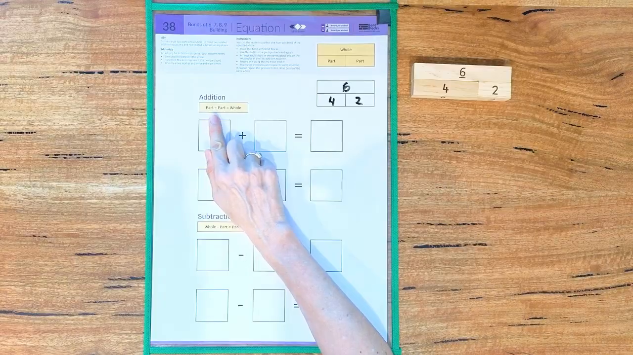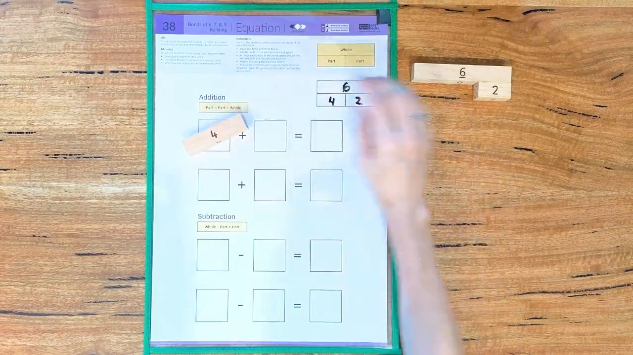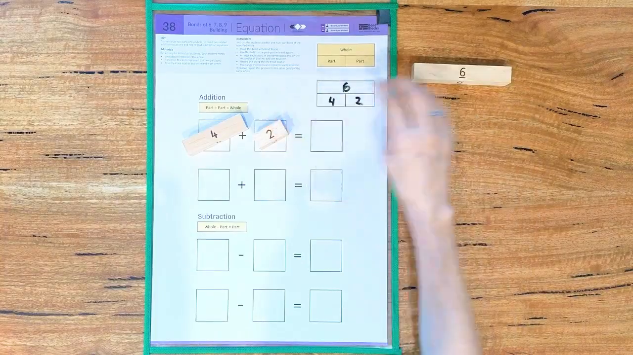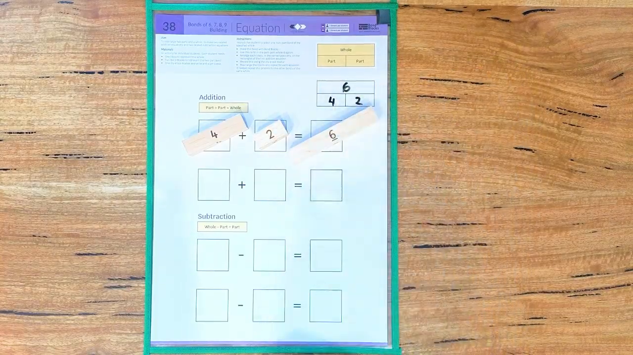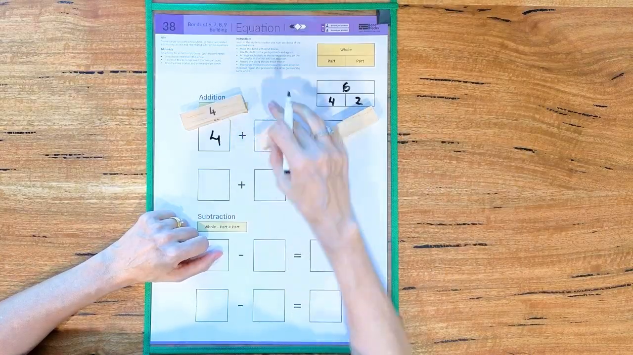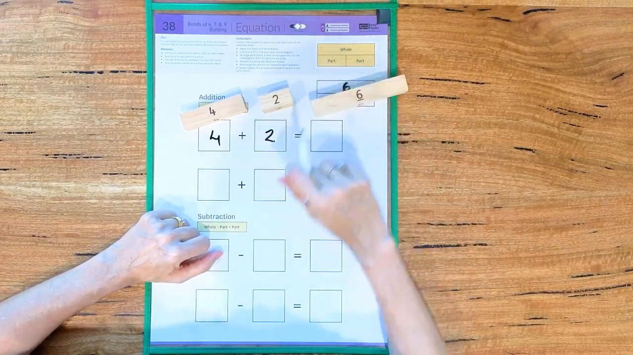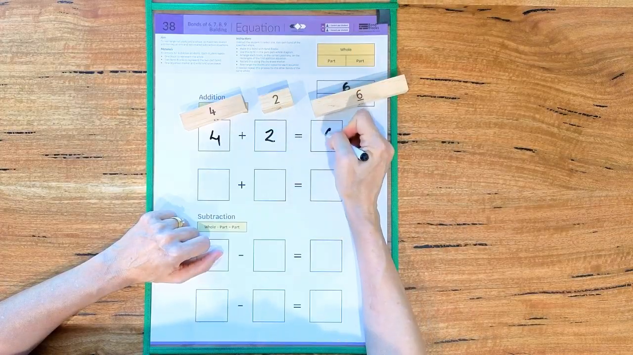Addition is part add part equals whole. Part add part equals whole. 4 add 2 equals 6.